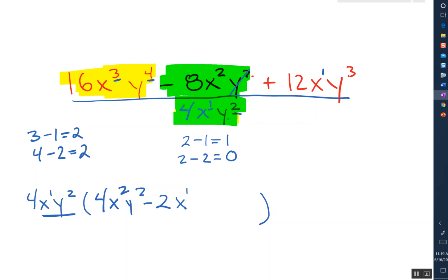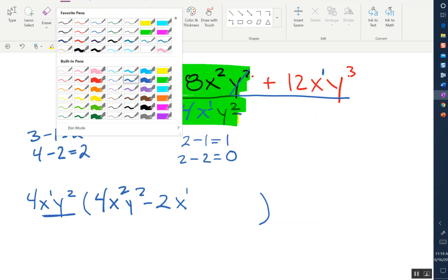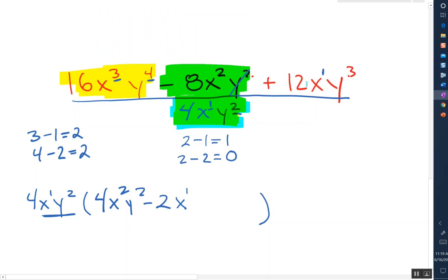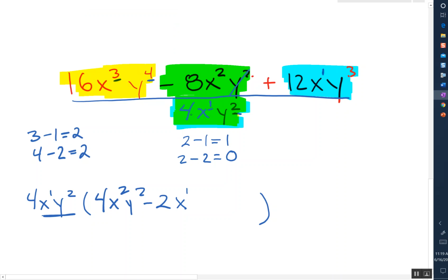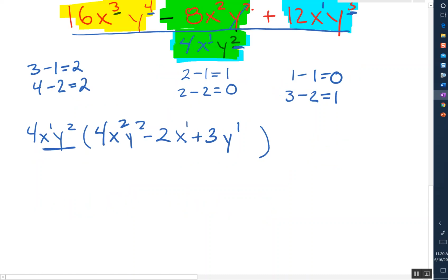And then let's do the last one, and I'm not sure this highlighting will work real well, but we'll try it. Let's try blue. And it didn't work. But let's go to the last term and the bottom term. So 12 divided by 4 is 3. It's a positive in front. And then x to the 1 over x to the 1, you could do 1 minus 1 and you get 0, so there are no x's. And then for the y's, it's 3 minus 2 equals 1. So it's y to the 1, right? 3 minus my 2 right here. So that becomes my final answer.